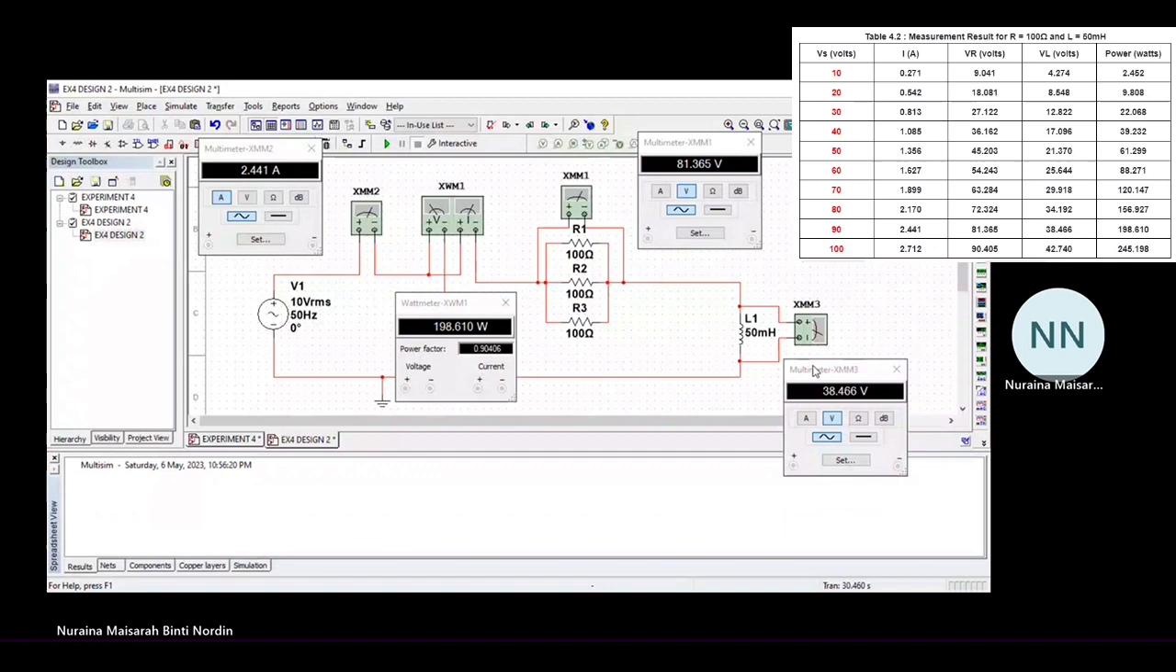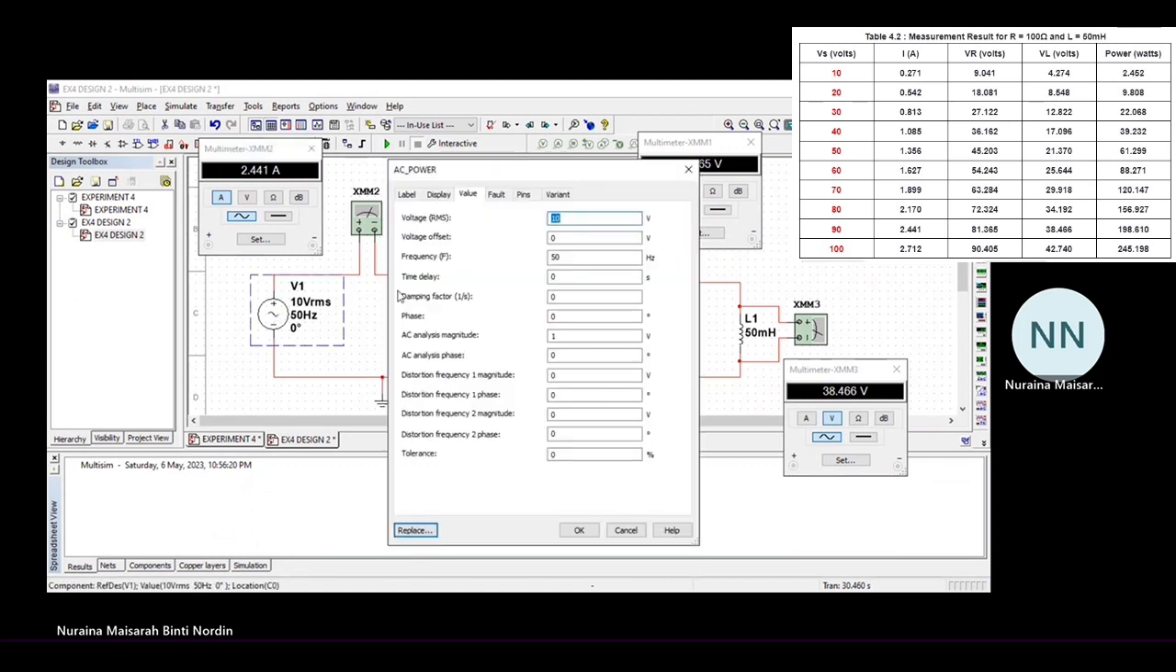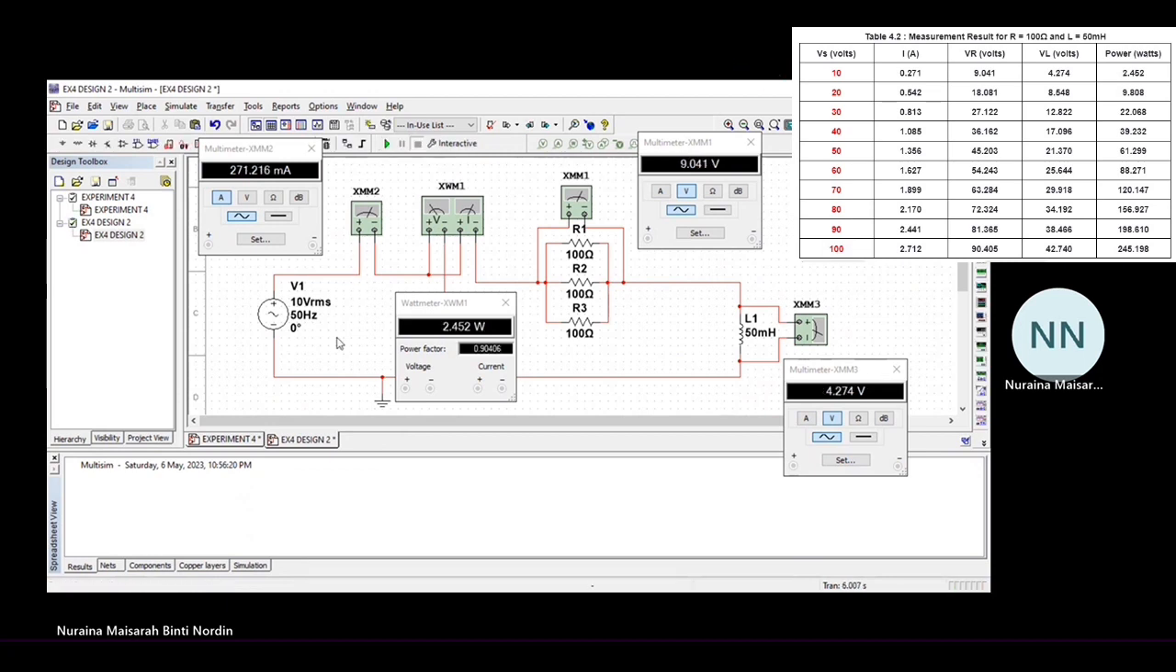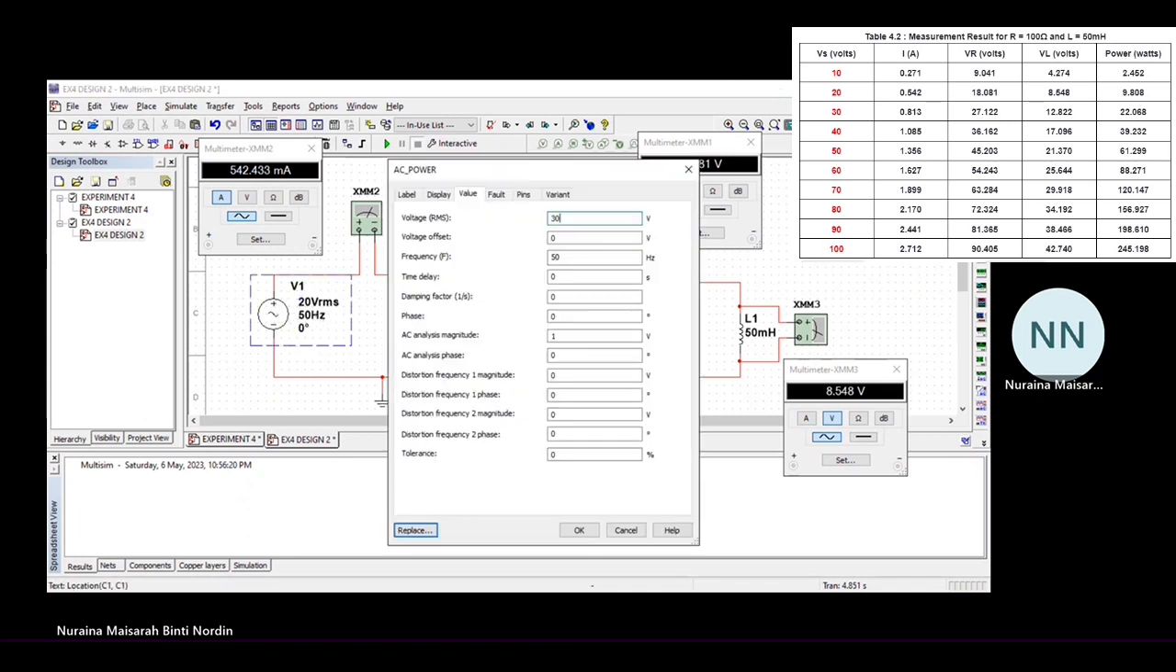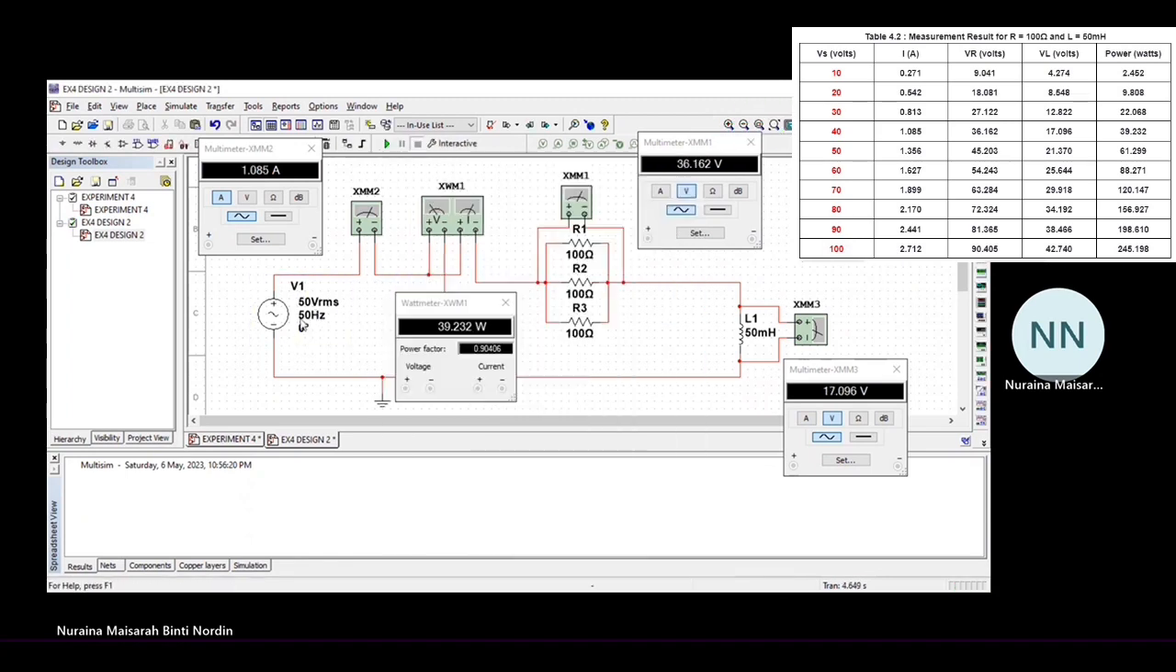So we're going to repeat the same steps as figure 4.5 to find the value of voltage, the value of current, and also the value of power. So that's all the measurement values for table 4.2.